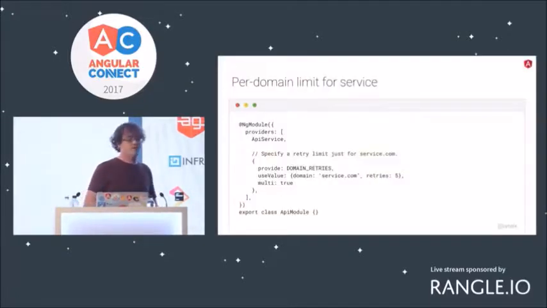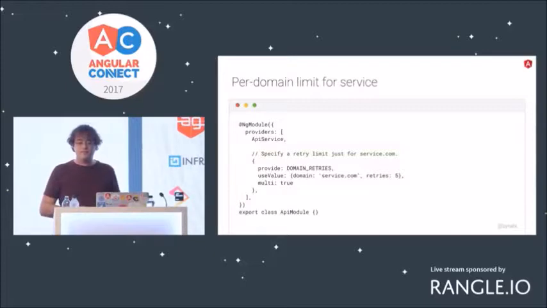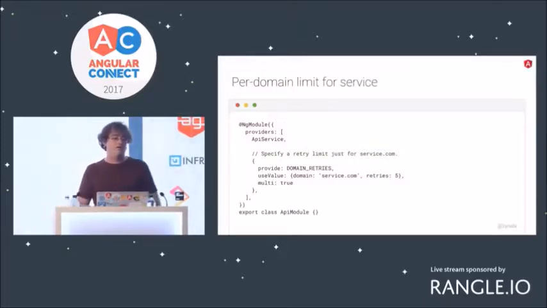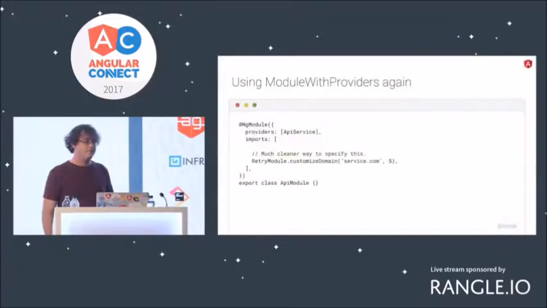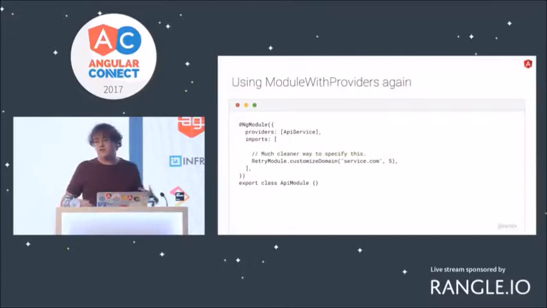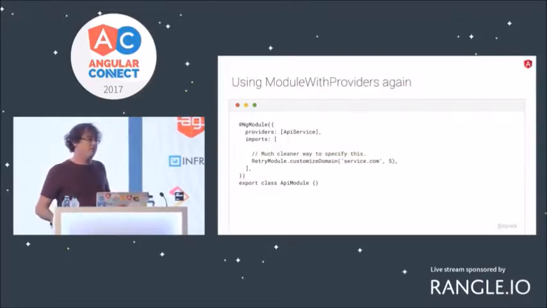And we can do the exact same thing with our per domain configuration. So requiring the user to code out this multi-provider is actually even riskier, right? There's a lot more that they could get wrong, especially if they forget to say multi: true and then they override everything that came before it. And this could also be wrapped in one of those module with providers functions. So let's call it RetryModule.customizeDomain. It's going to take 2 arguments, of course, the domain and the limit. And it can be imported from the API module just like before. There's no harm in importing a module in multiple places. They'll be deduped at runtime.